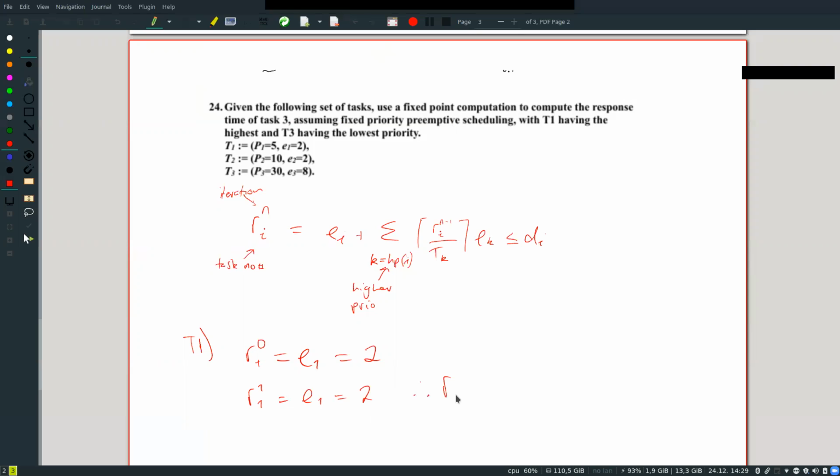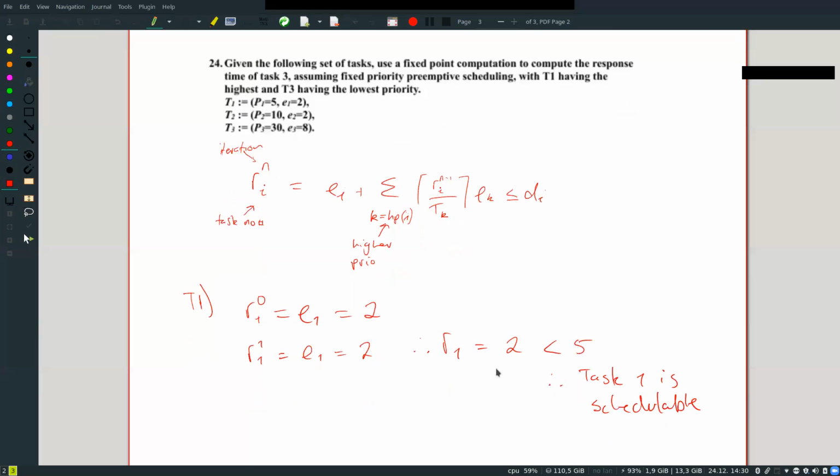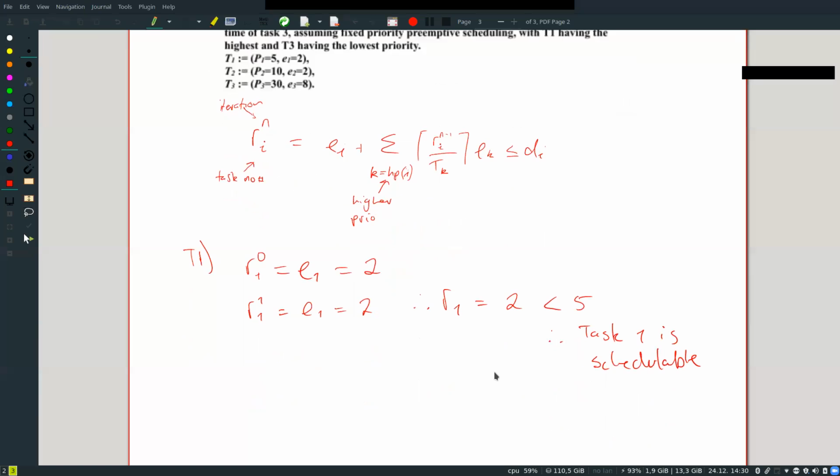Therefore, the response time of task 1 equals 2, and this is less than its deadline, which is 5. Therefore, task 1 is schedulable. So that one's pretty simple. Now we'll go on to task 2.